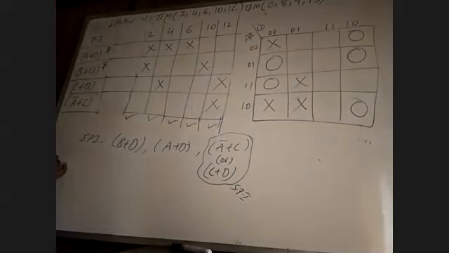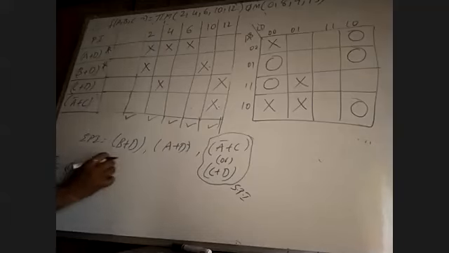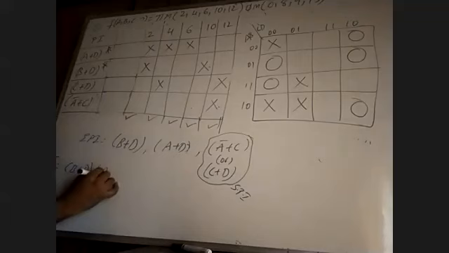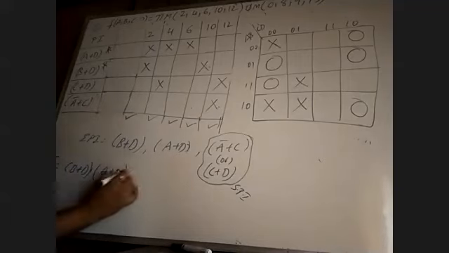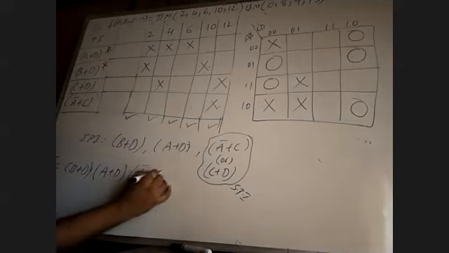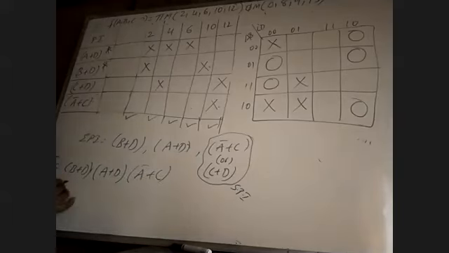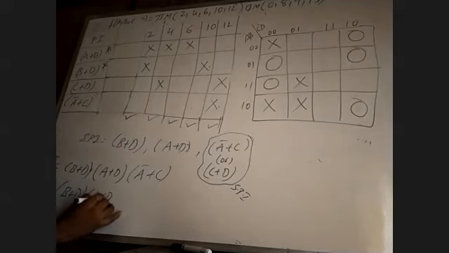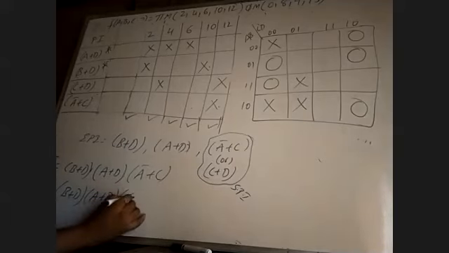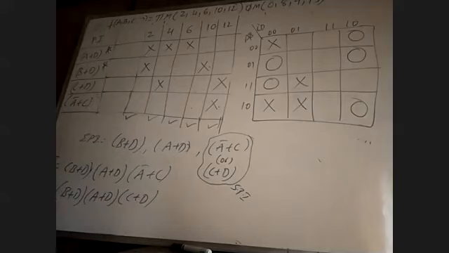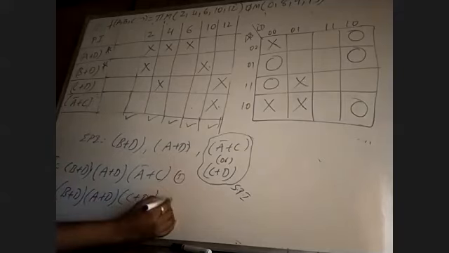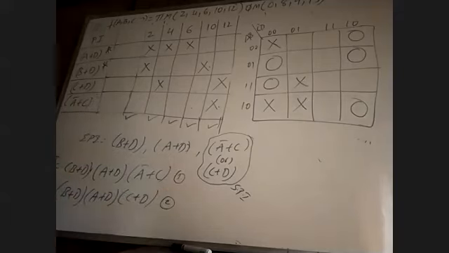Therefore, the solution F equals B plus D into A plus D into, I can select the first one, A bar plus C. This is the first possible solution. Second possible solution: B plus D into A plus D into, I can take C plus D. We are getting two possible minimum solutions with this.